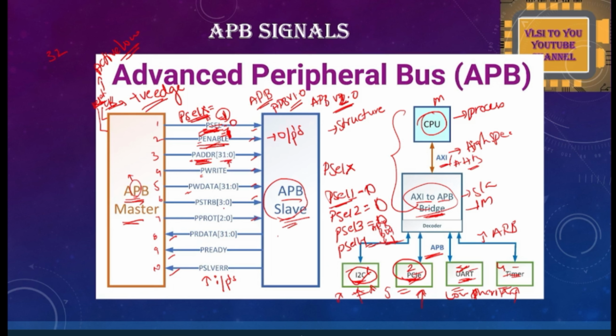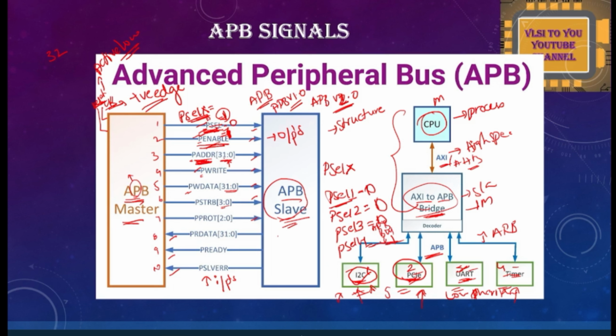Now if you see here, only the signals with a mentioned width have a width. For PSELECT and PENABLE, and also for PREAD, I didn't mention any width. From that you should understand that they are single bit wide. That means they are scalar quantities, single bit wide. And the signals with a mentioned width have that particular width.